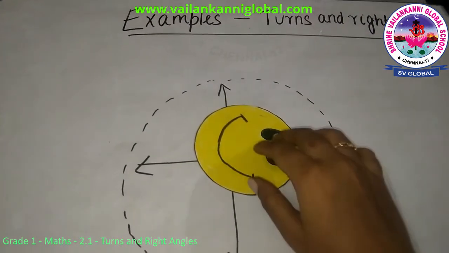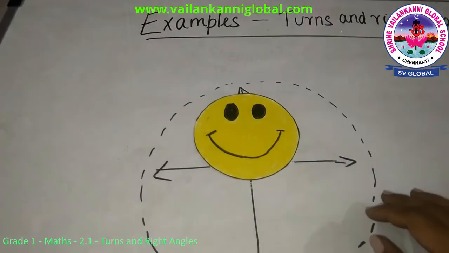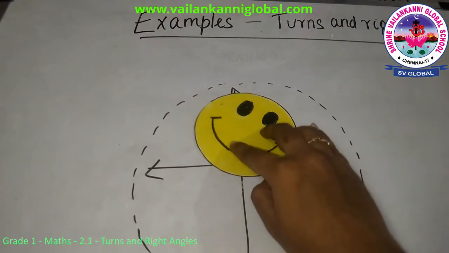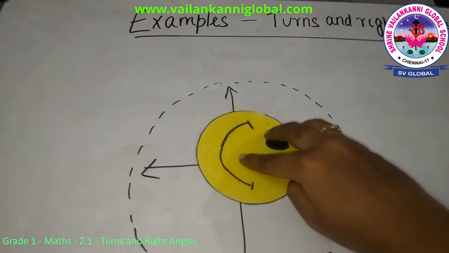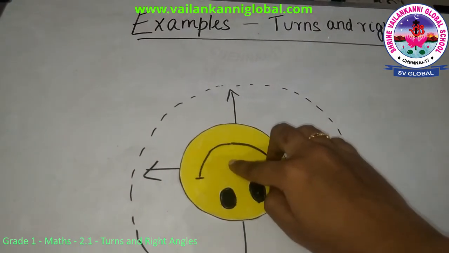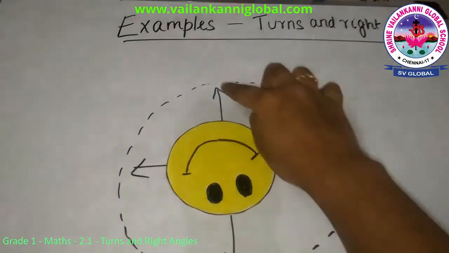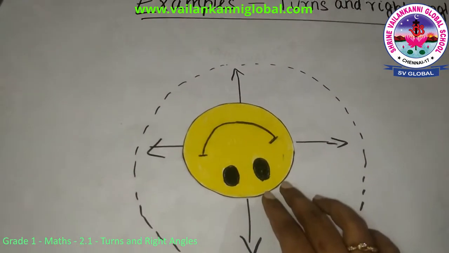Now, again I'm keeping it like this. Now we are going to see a half turn. A half turn is nothing but it will make one right angle and it will also make another right angle. So this is a half turn. Now it has moved here. It has completed a half. So this is a half turn.